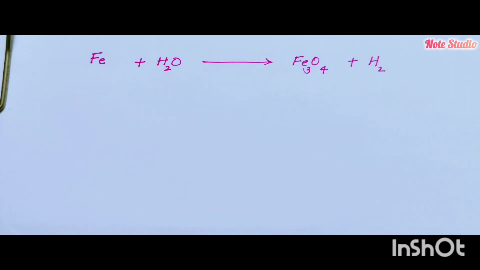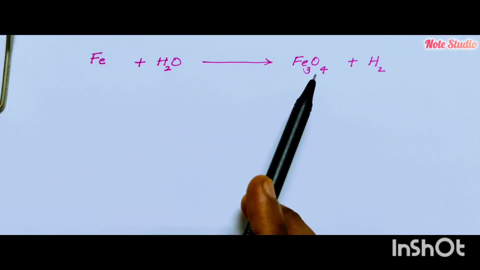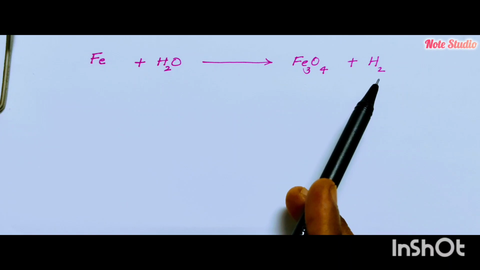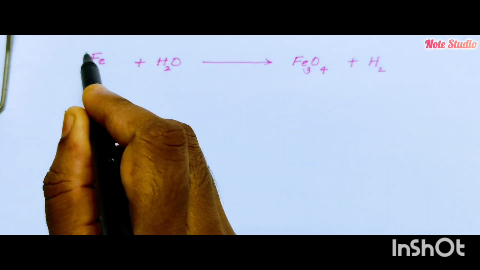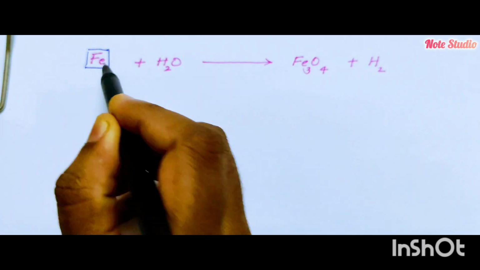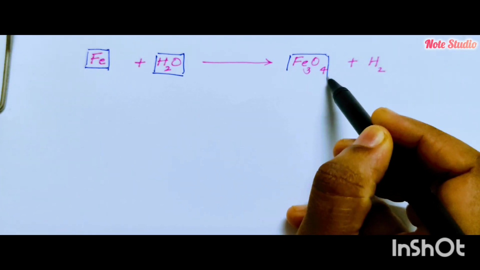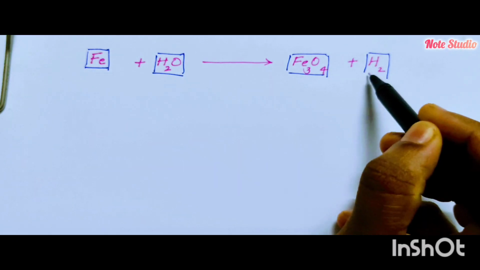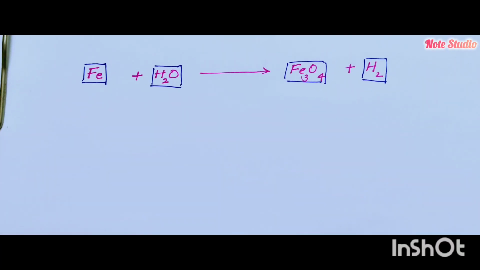Now again we will recall the same example. Do you remember this? This is iron, this is steam, magnetic oxide of iron and hydrogen gas. Now how to balance? First, what step do we have to follow? We have to enclose these formulas, everything, in the box. Right. And then what is the next step we have to follow?